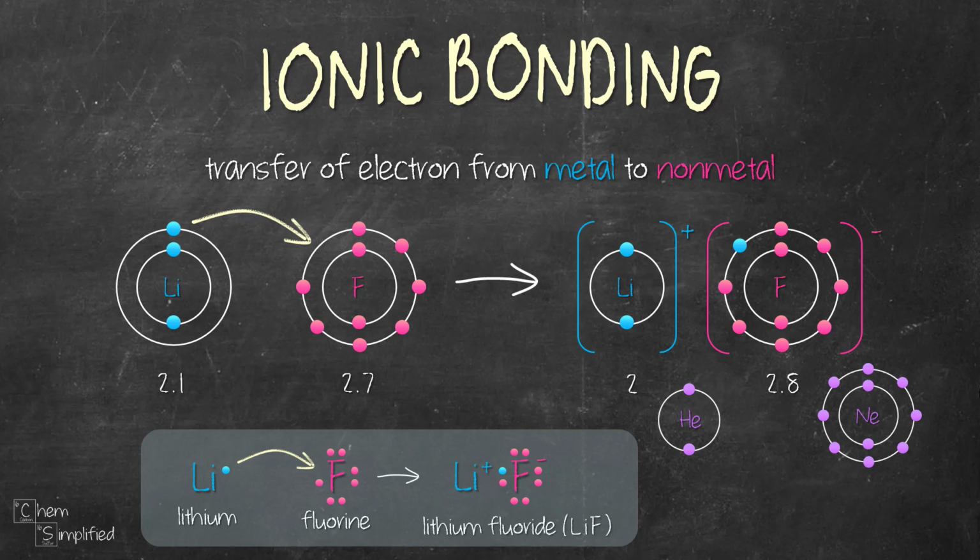Notice that the name of metal remains the same. Lithium metal forms lithium ion. However, the name of the non-metal changes. From fluorine, it changes to fluoride ion. We rename it so that it ends with IDE. Lithium fluoride is a very simple ionic compound since it involves transfer of 1 electron from metal to non-metal.